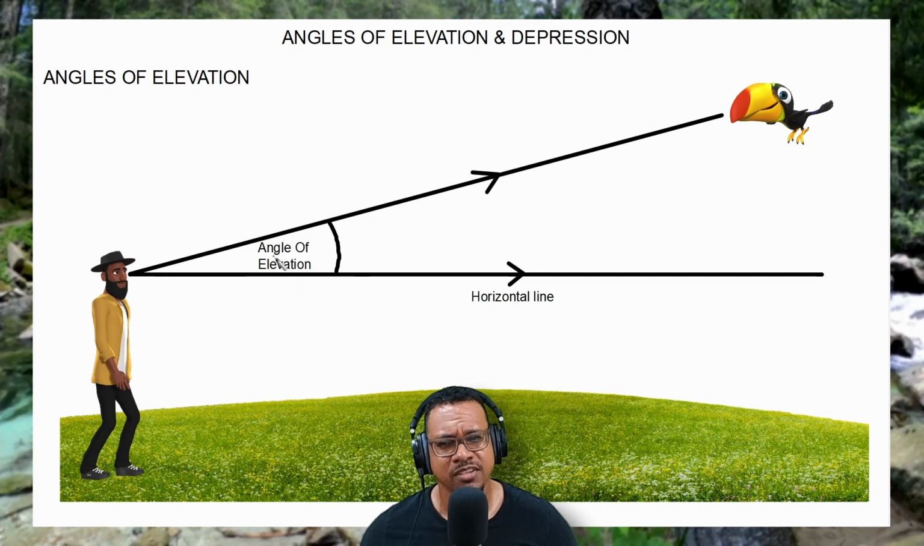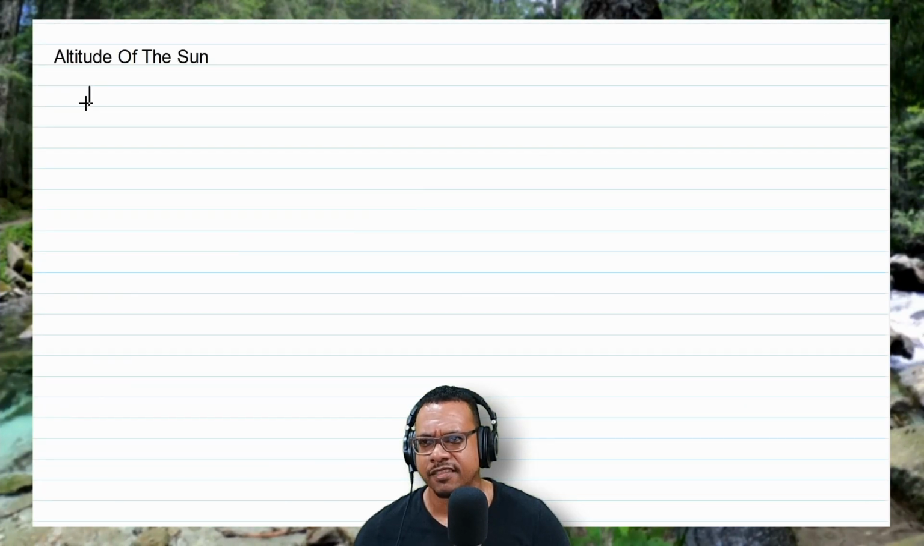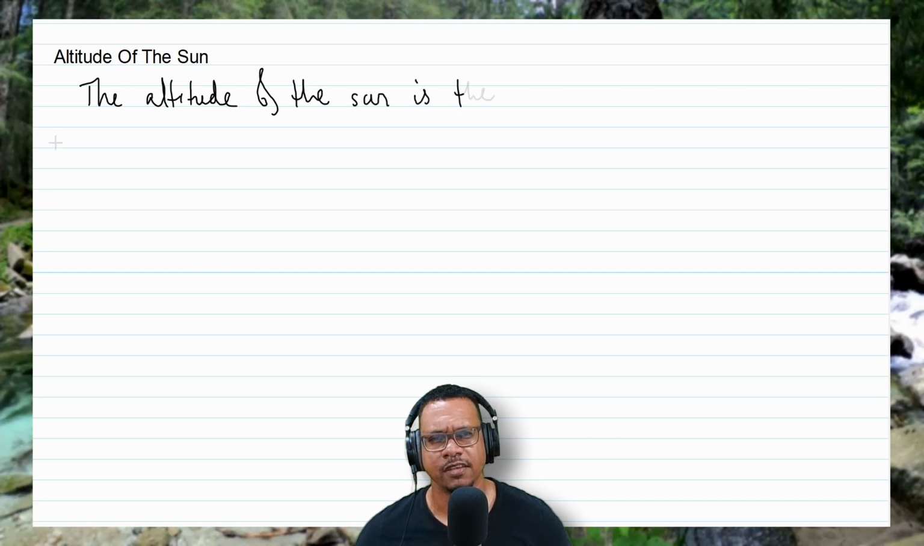So now notice, in order to obtain the angle of elevation, it must be taken from the horizontal line. Now we want to look at something called the altitude of the sun, which is simply the angle of elevation of the sun. All right, so I'm going to write that the altitude of the sun is the angle of elevation of the sun.